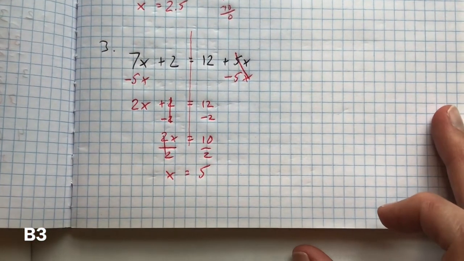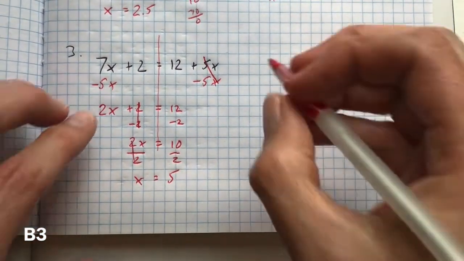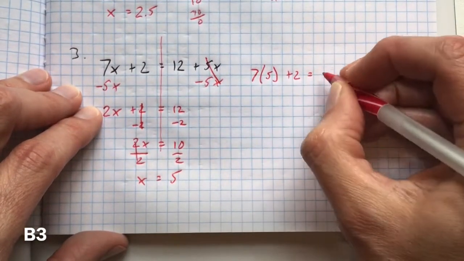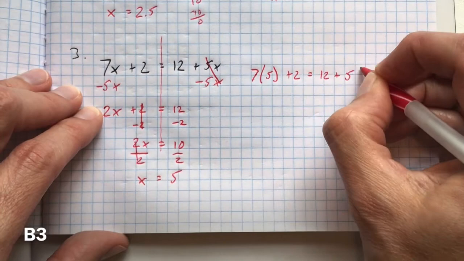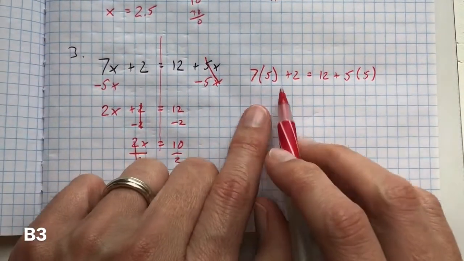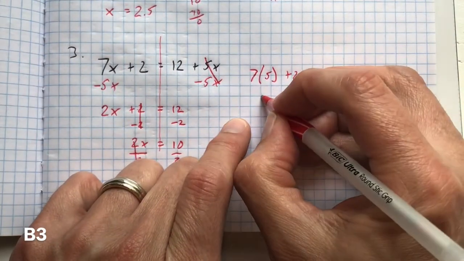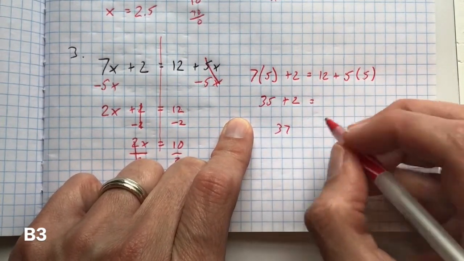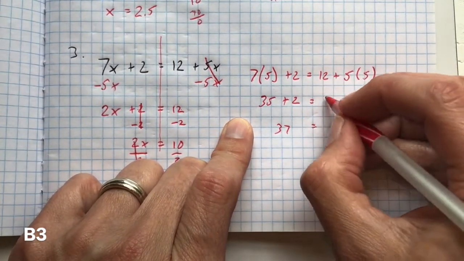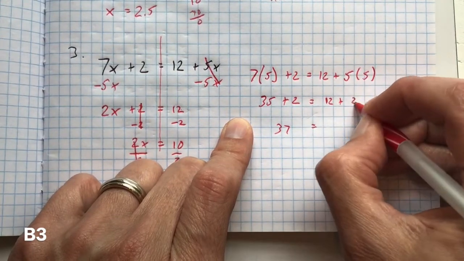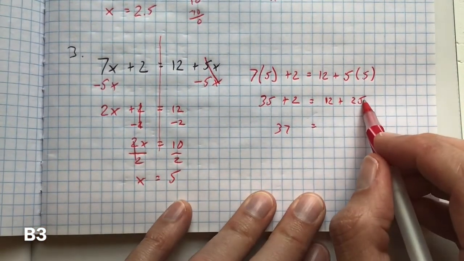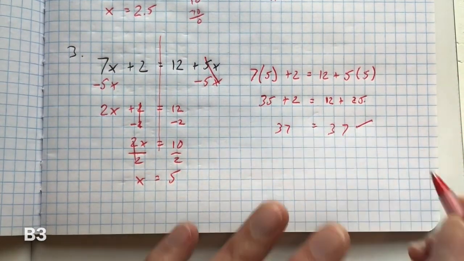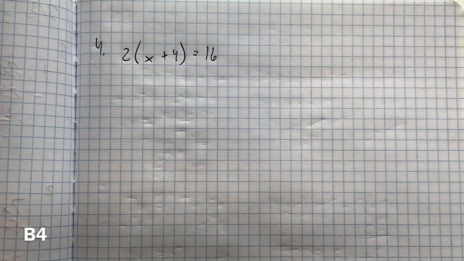All right, so let's check that to make sure we're right. So 7 times 5 plus 2 is equal to 12 plus 5 times 5. 7 times 5 is 35 plus 2, which is going to be 37. Okay, and then 12 plus 25. Let's see if that works. So 5 plus 2 is 7, and 2 plus 1 is going to be 3. Yep, that checks.